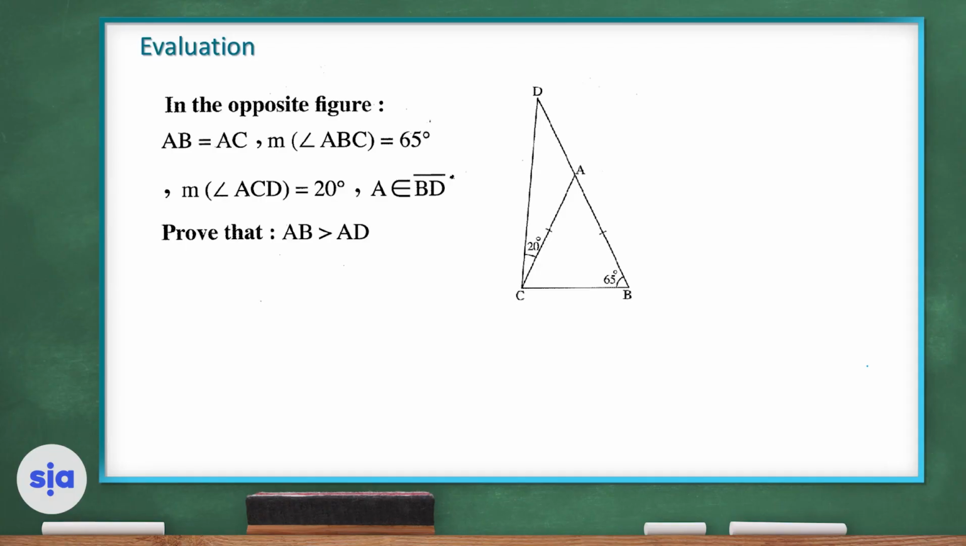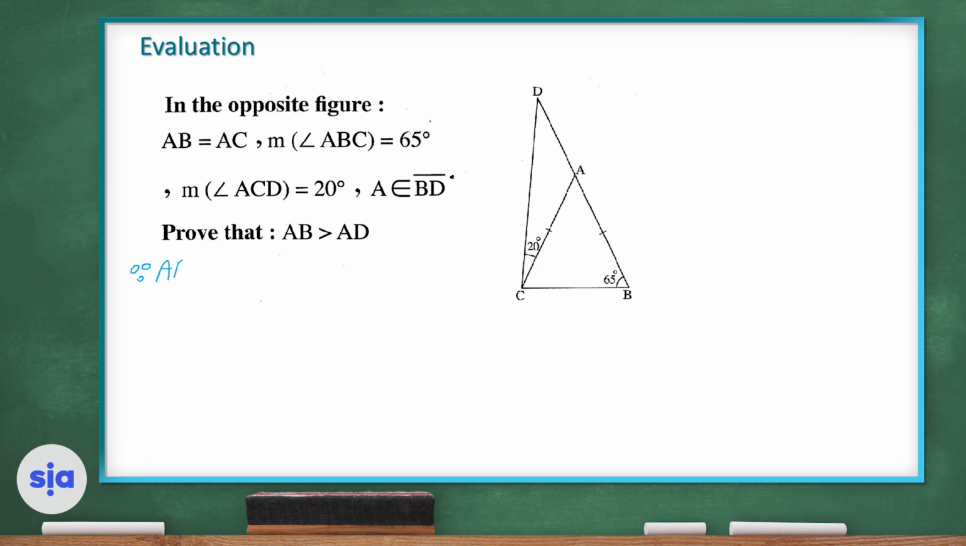In the opposite figure, AB is equal to AC, where the measure of angle ABC is 65 degrees and the measure of angle ACD is 20 degrees and A belongs to BD. The question wants us to prove that AB is greater than AD.